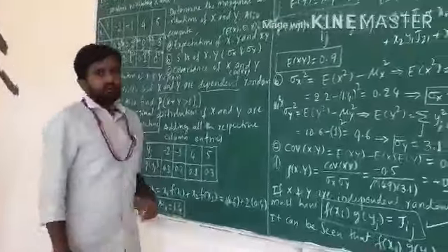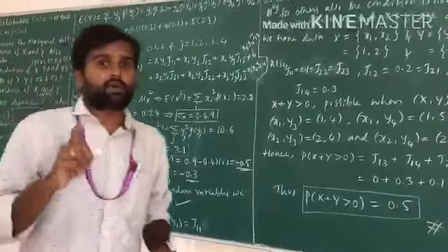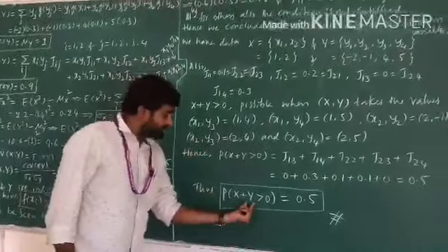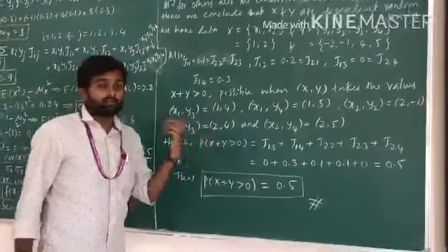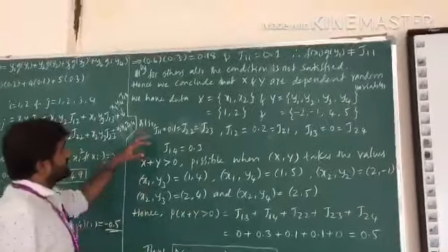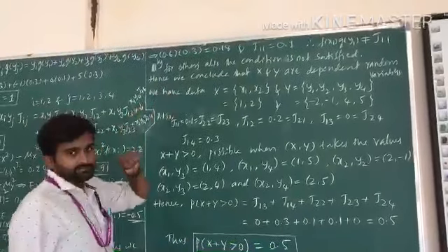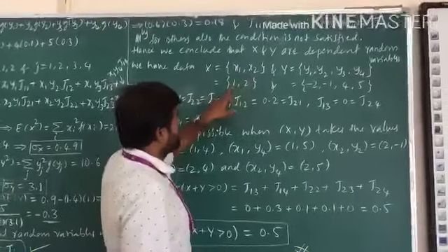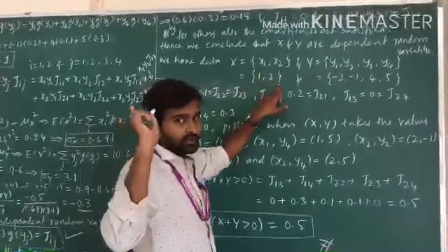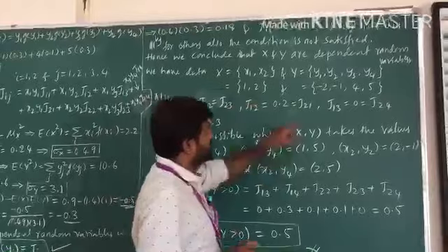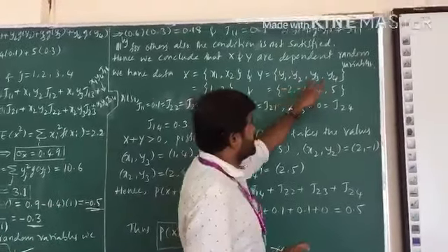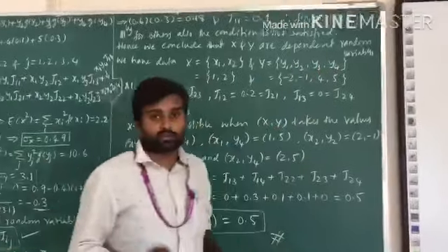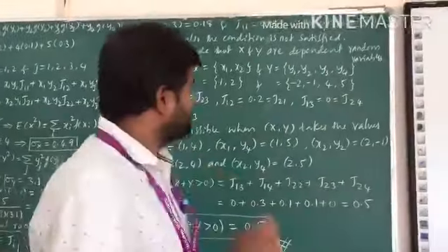Another question: probability of x plus y greater than 0. We need to find the probability that x plus y is greater than 0. Now we have the data. The x random variable takes values x1, x2, that is 1, 2. Looking at the given table, y1, y2, y3 and y4 are -2, -1, 4 and 5.